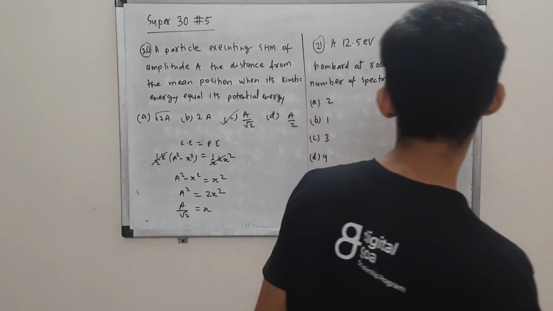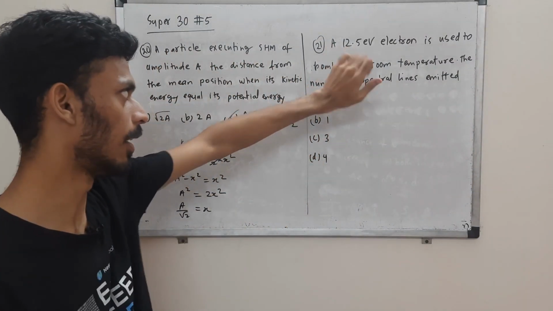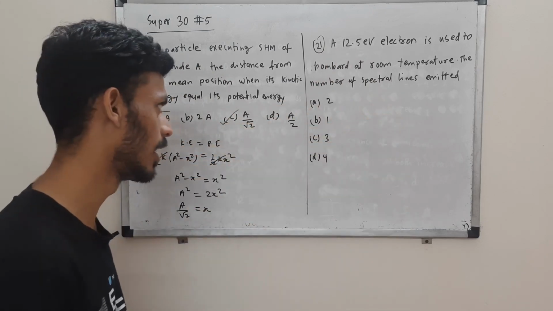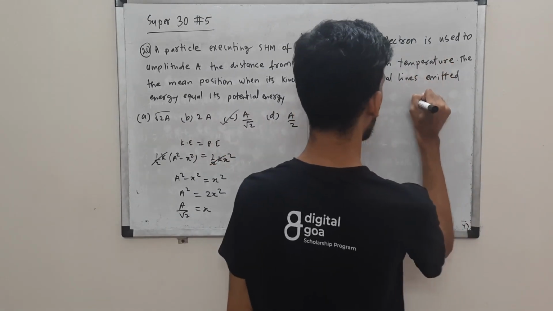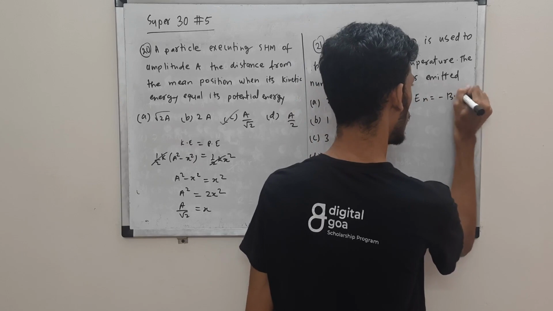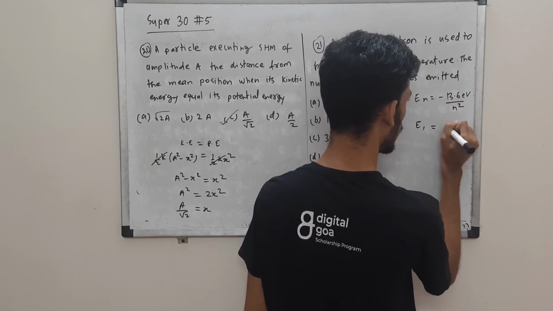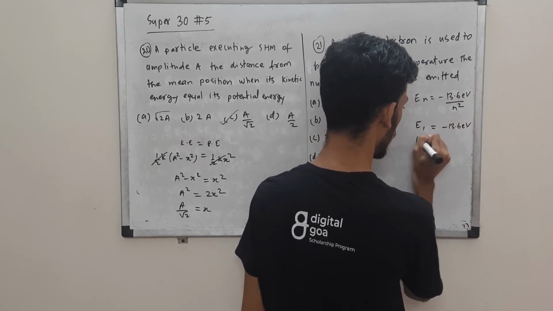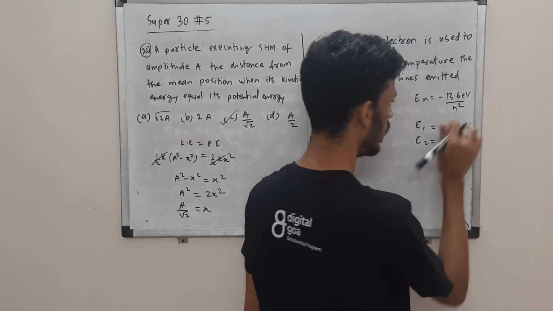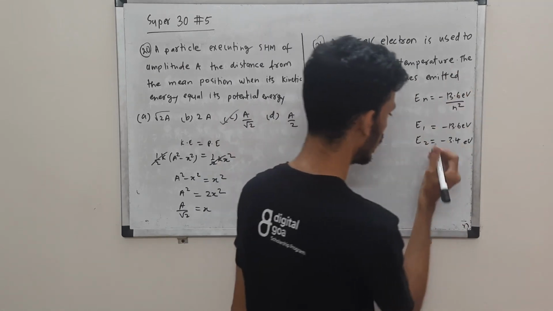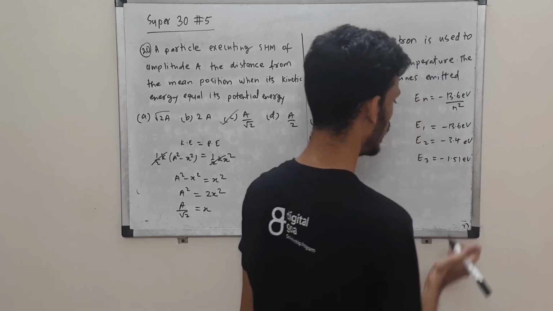Okay, let's come to this one. Here we are bombarding an atom at room temperature with an electron of this energy. You are supposed to tell the number of spectral lines. Now this energy will be utilized to excite the atom. We know the atomic energy levels: En is minus 13.6 electron volts by n square. So E1, n is 1, that will be minus 13.6. For E2, the value is around 3.4 electron volts, when you put n equal to 2, so divide by 4. E3 will be around 1.51, E4 will be 0.85.